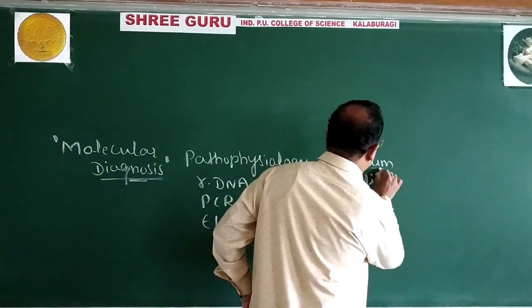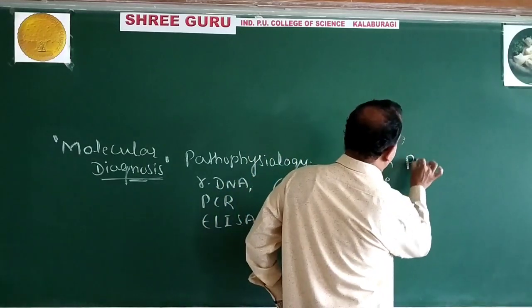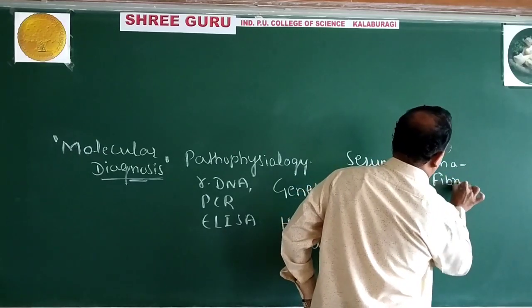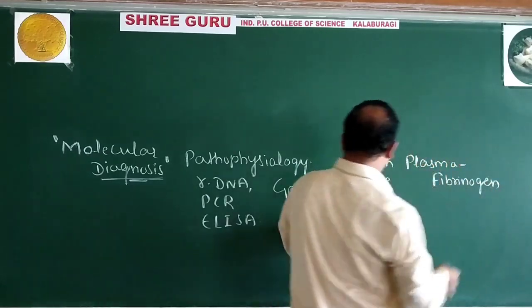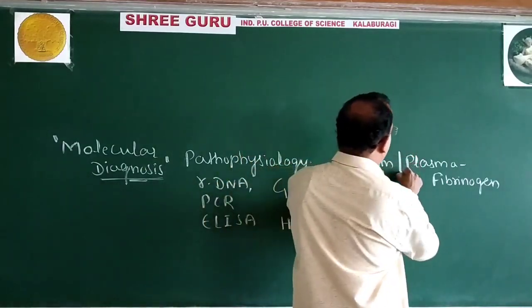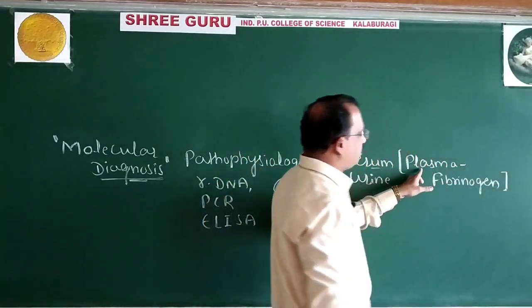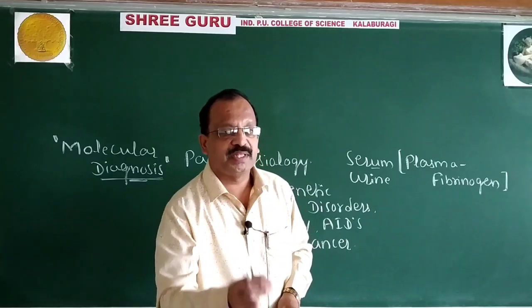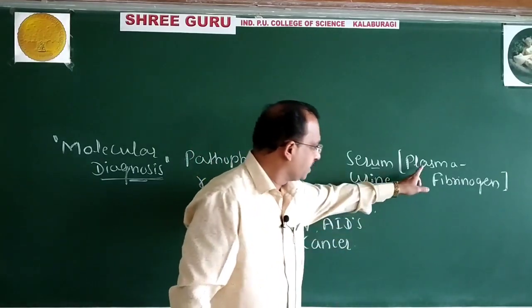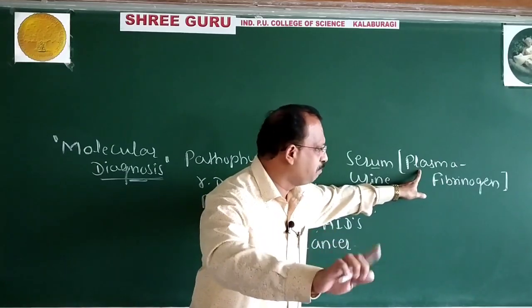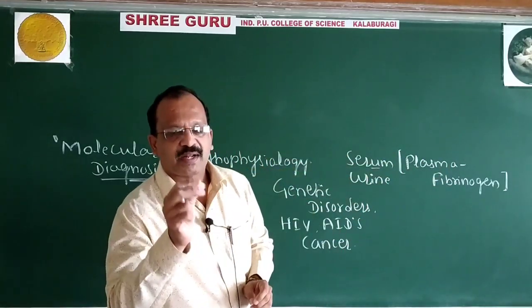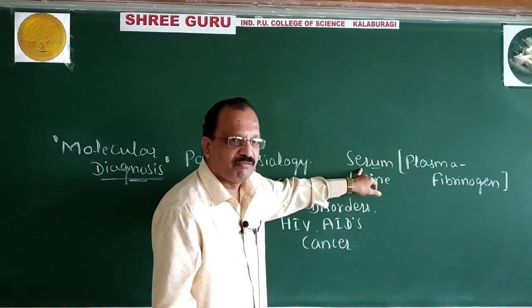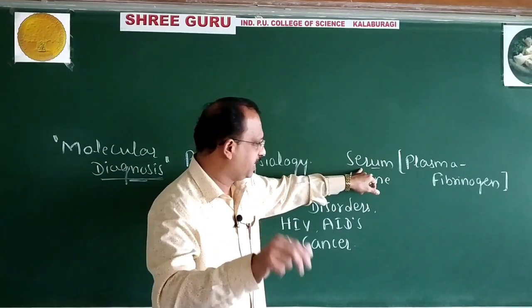I hope that you know serum. Serum is nothing but plasma minus fibrinogen. Plasma is the fluid part of the blood, whereas fibrinogen plays a significant role in the clotting of the blood. Based on that, it is clear that serum will lack clotting power.